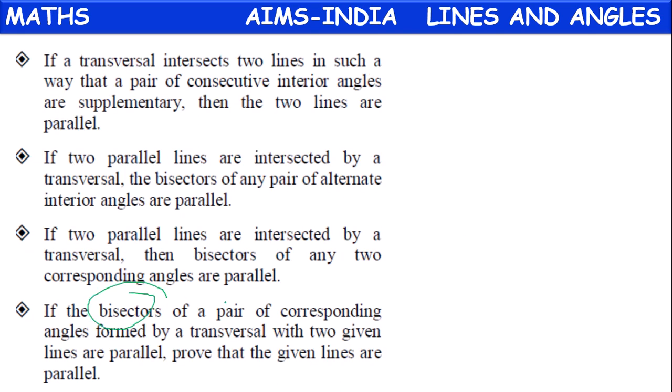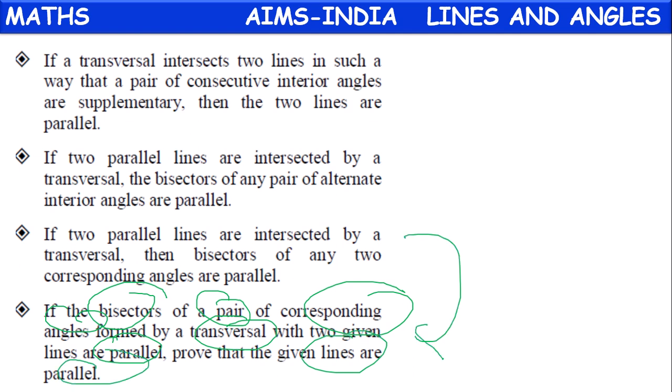If the bisectors of pairs of corresponding angles made by a transversal are parallel, then the lines are also parallel. The reverse is also true: if lines are parallel, the bisectors of corresponding angles are parallel. If the bisectors of corresponding angles are parallel, then the lines will be parallel.